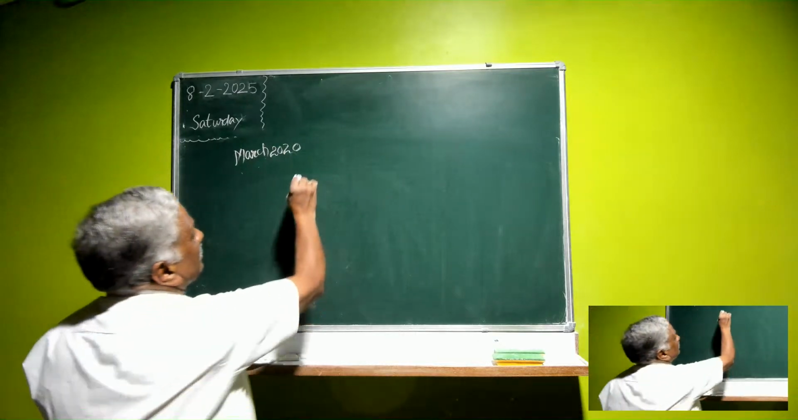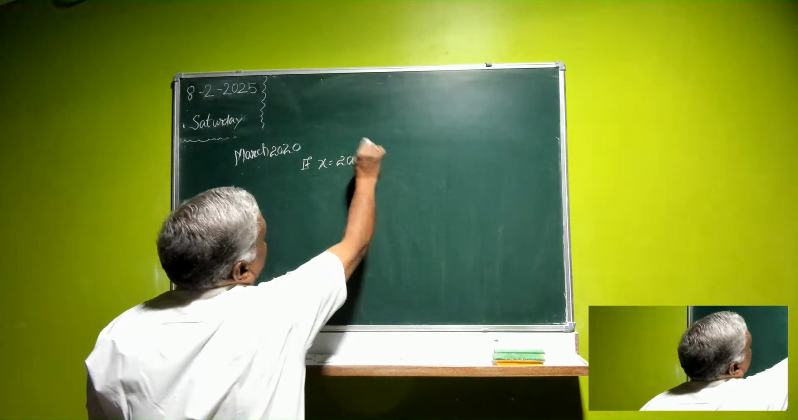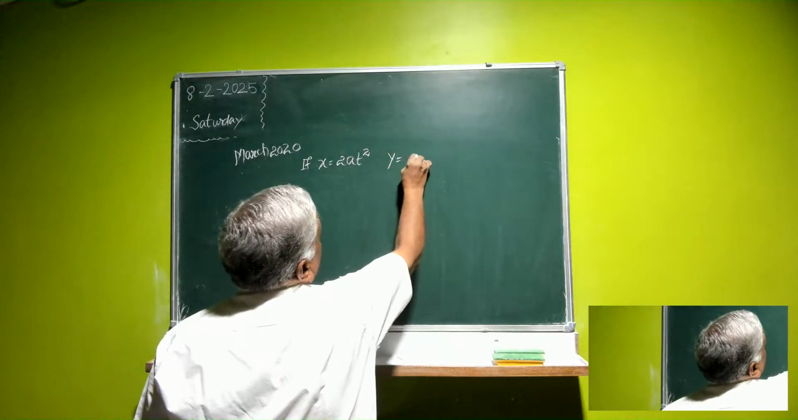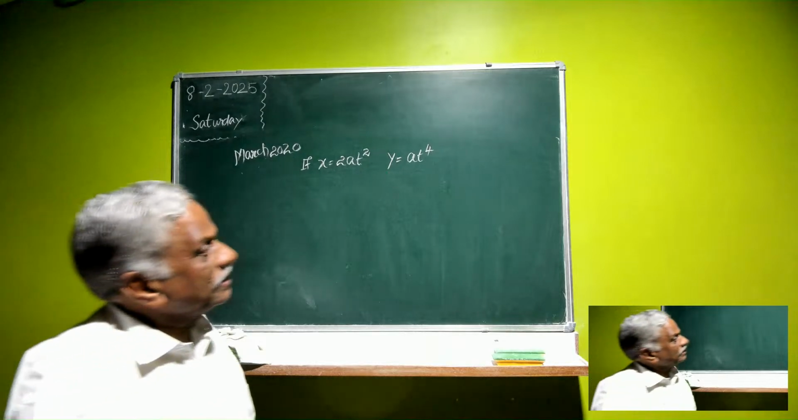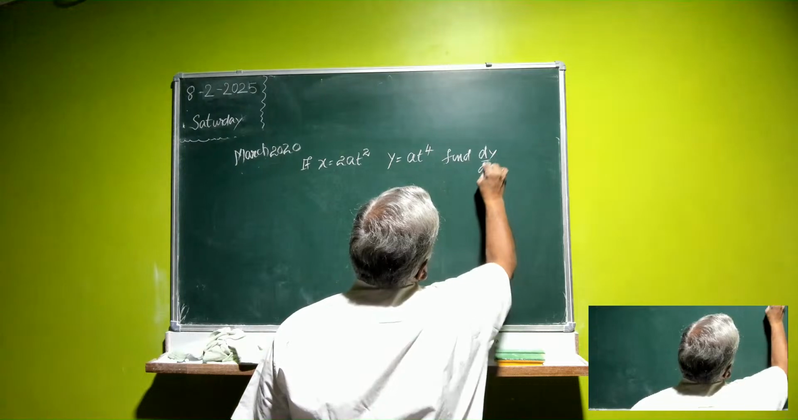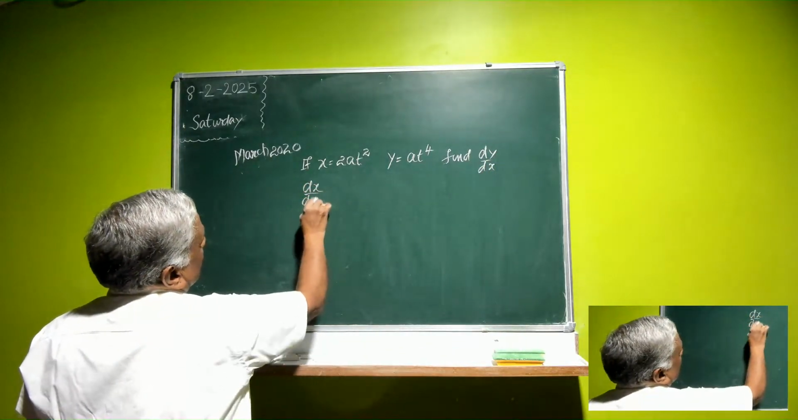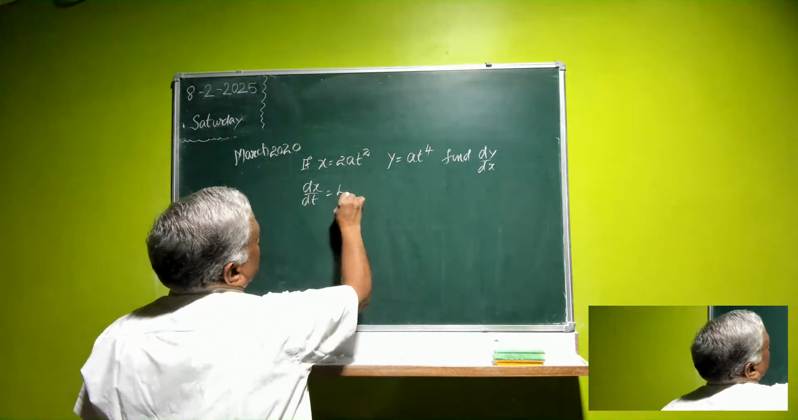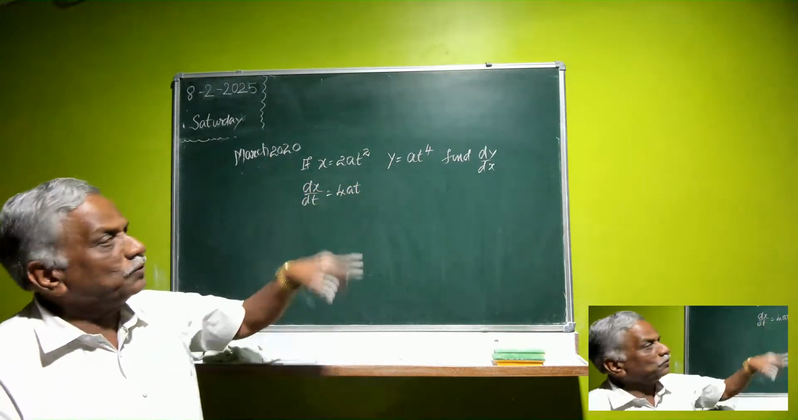The problem is if x is equal to 2a t square, y is equal to a t to the power of 4. It's a very simple problem. They have not given prove that, but let us complete. Find dy by dx. Not at all a difficult problem. You find dx by dt. 2a is a constant, t square is 2t. Therefore, this is 4at.